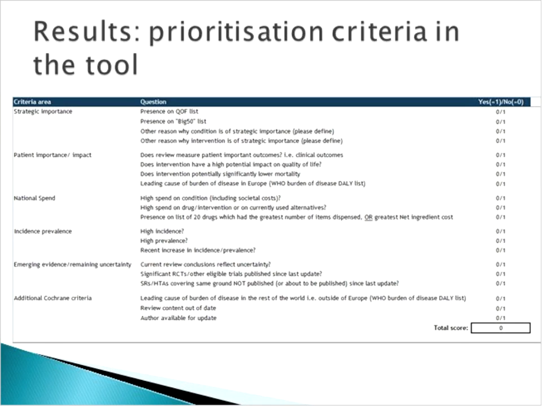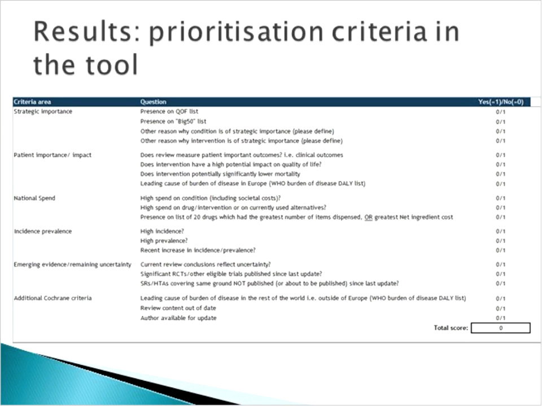And at the end we had some additional Cochrane criteria. These are things that David and I had considered at the Cochrane Editorial Unit, so it wasn't such a UK-focused tool, looking at things such as burden of disease around the world, whether the content is out of date, and also, as we've discussed, whether there's an author available for updating.